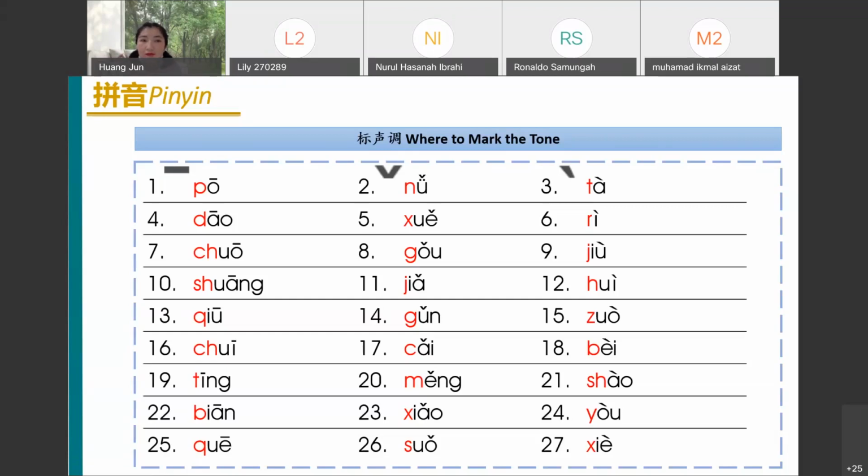Okay. Then the letters you mark the tones with, A, O, E, I, U, Ü, they are called finals. Okay. So they are not initials. Okay, so when you finish uploading your answer, then do the correction by yourself.